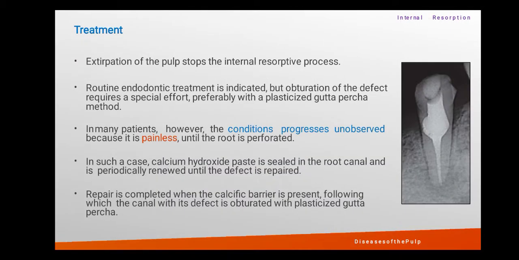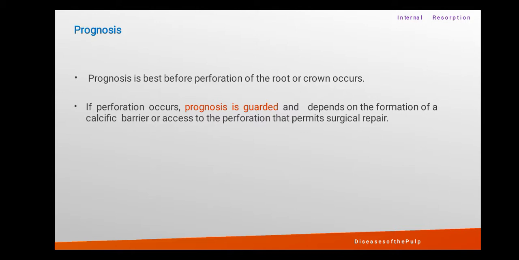Treatment involves extirpation of the pulp, and we have to give calcium hydroxide dressing for 2-3 weeks before proceeding to obturation. And thermoplastic techniques would be used to fill the root canal space after proper cleaning and disinfection of the root canal. Prognosis is best before perforation of the root or crown, and if the perforation occurs, then the prognosis is guarded.